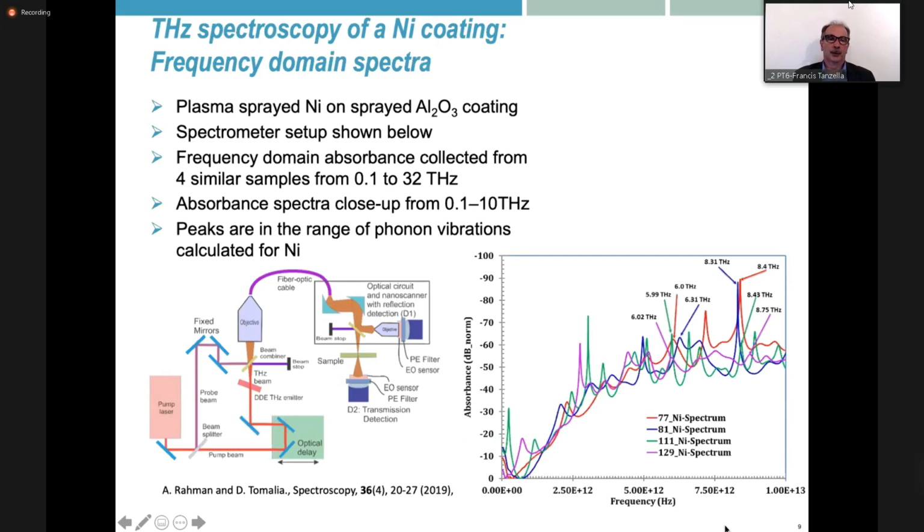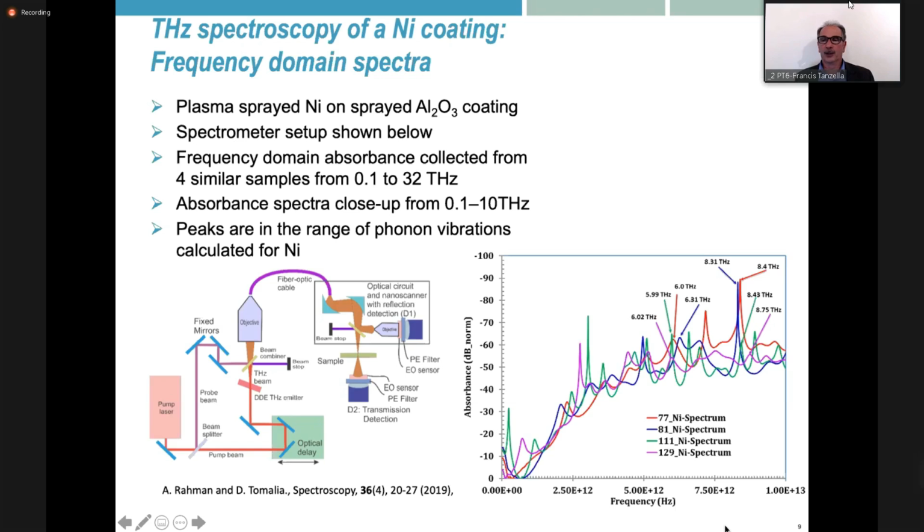Using the same samples, there were actually 4 samples used in both of these analyses, both in the imaging and the spectroscopy. Terahertz spectroscopic measurements were collected from 0.1 to 32 terahertz. The terahertz laser spectrometer setup and appropriate references are shown at the bottom. The absorbance spectrum from 0.1 to 10 terahertz is shown in the bottom right graph.